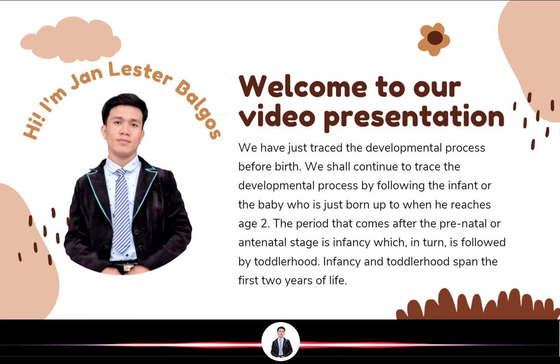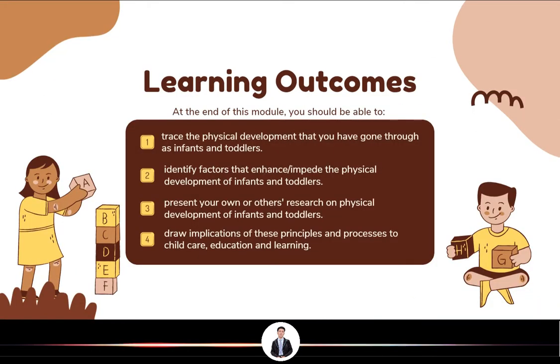We have actually just traced the developmental process before birth in previous topics. We should continue to trace the developmental process by following the infant, or the baby who is just born, up to when he reaches age 2. The period that comes after the prenatal or antenatal stage is infancy, which in turn is followed by toddlerhood. Infancy and toddlerhood span the first 2 years of life.